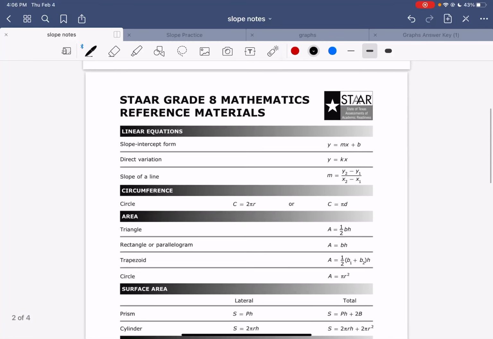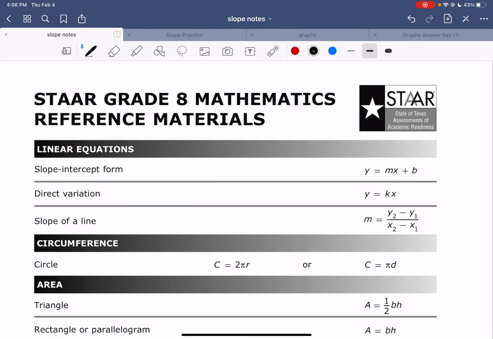So this should look familiar. This is our star formula chart, and I'm going to show you a couple of useful things that we're going to be using or have already learned in this upcoming unit. So the section is linear equations. It's the very first one, so it must be important.